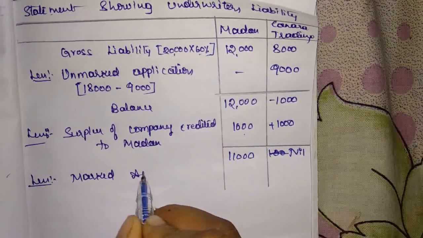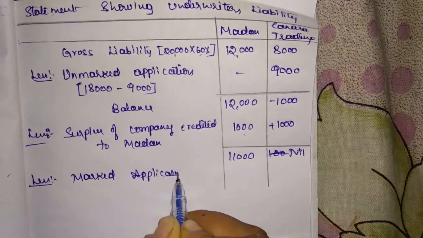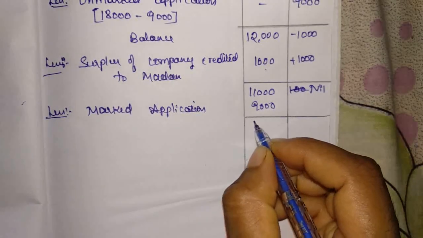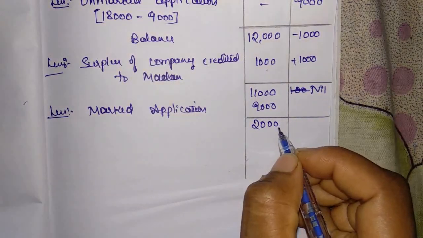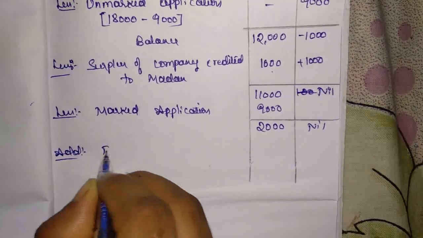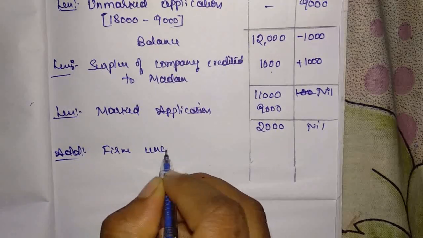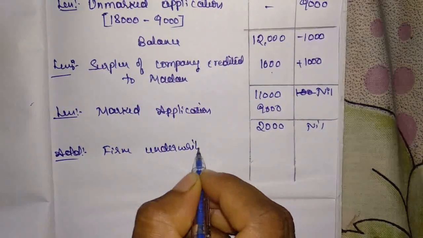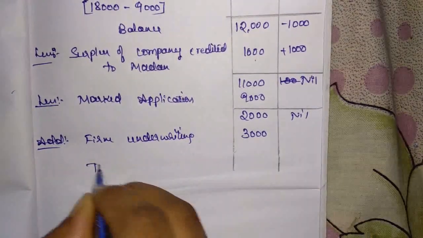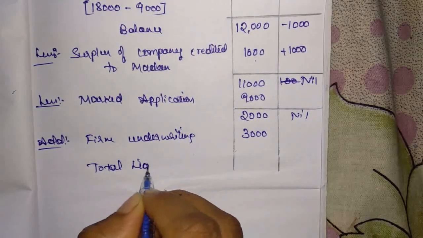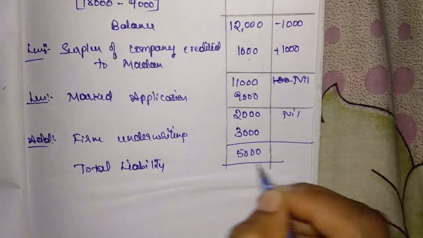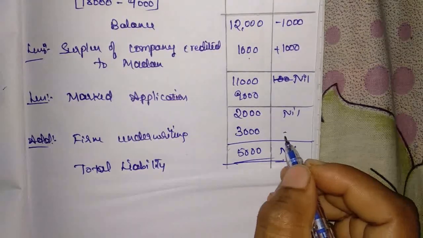Less marked applications. What is a marked application? That is 9,000 shares. Therefore, liability under normal underwriting is 2,000 shares. Then we have to add firm underwriting. How many shares does the underwriter need to take up under firm underwriting? That is 3,000. So total liability is 5,000 shares. The underwriter needs to take up 5,000. There is no liability to the company.